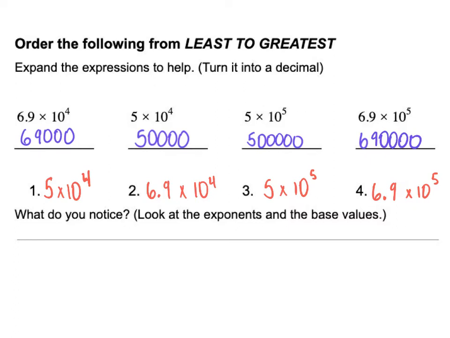Now what we can do is figure out least to greatest just by looking at the base and the exponent. Alright, so a couple things we notice. Smaller exponents have smaller values.